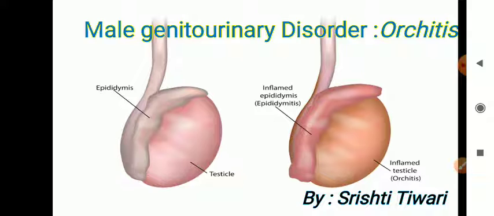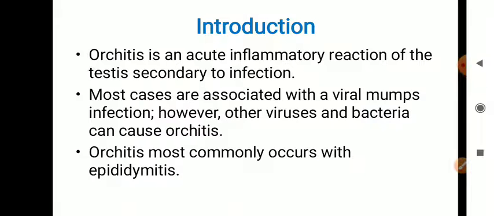In last class we have discussed about BPH, that is a disorder of the male genitourinary system, and today we are going to discuss the second disorder of the male genitourinary system, that is orchitis. So we are going to discuss the introduction of orchitis.